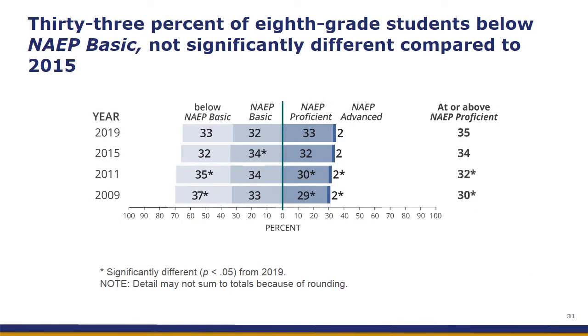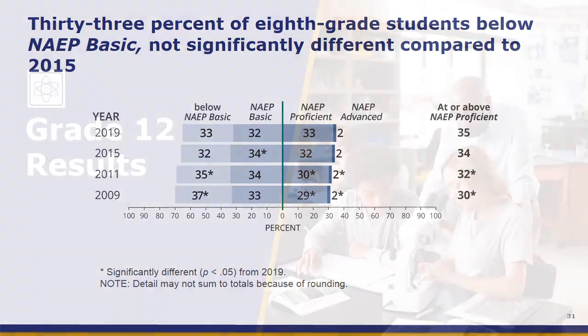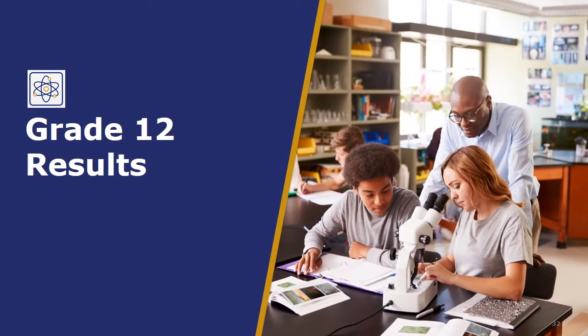The achievement levels show that a third of 8th graders are performing below NAEP Basic, and 35% are performing at or above NAEP Proficient. Both numbers are unchanged since 2015, but have improved since 2009. Finally, let's take a look at grade 12 results.